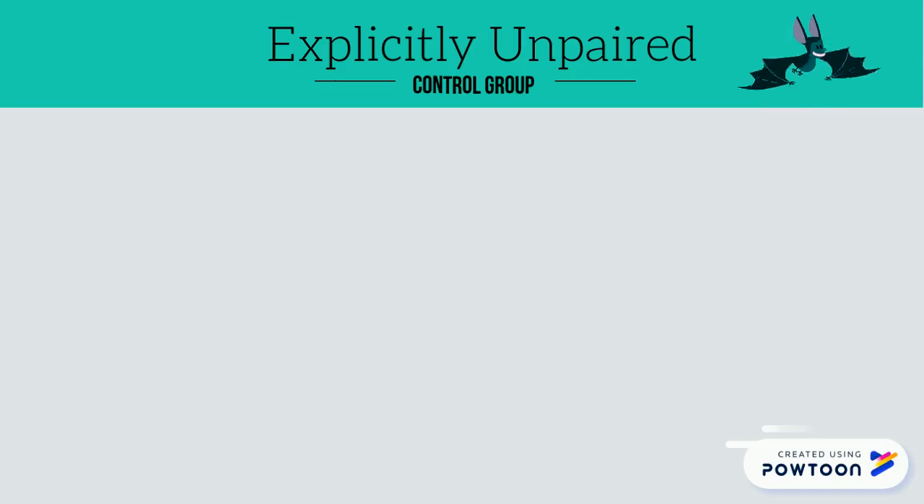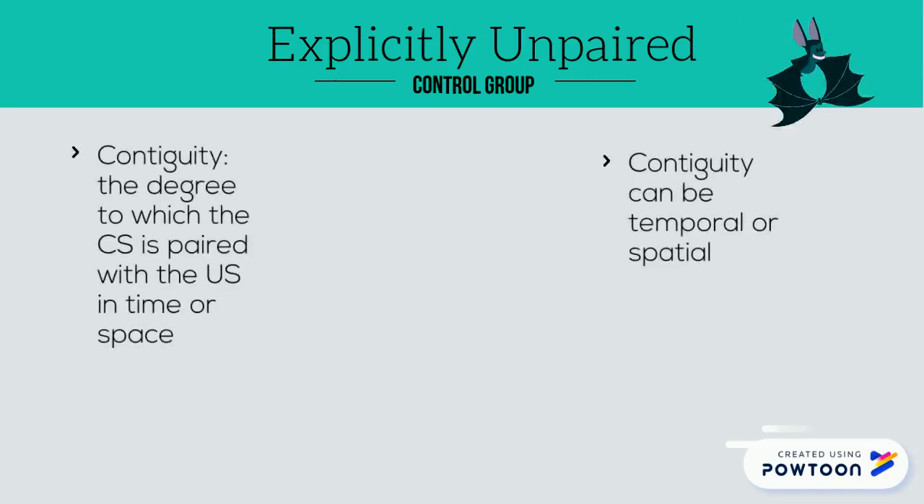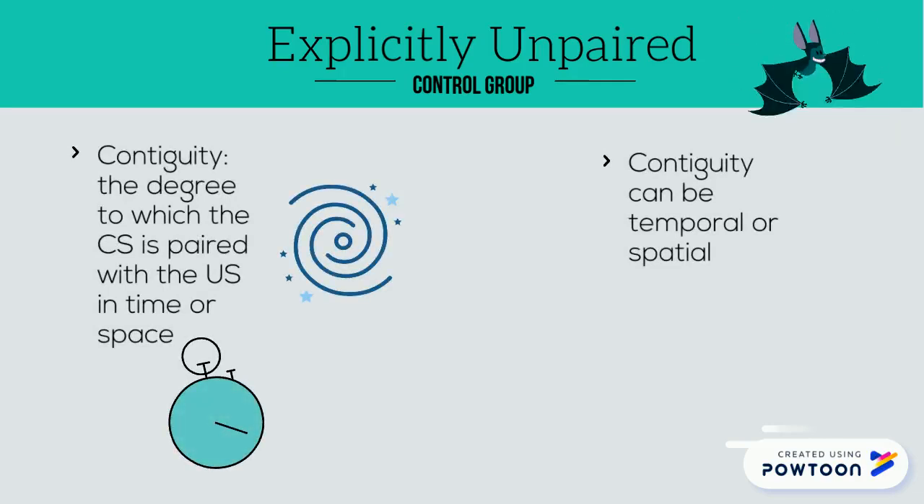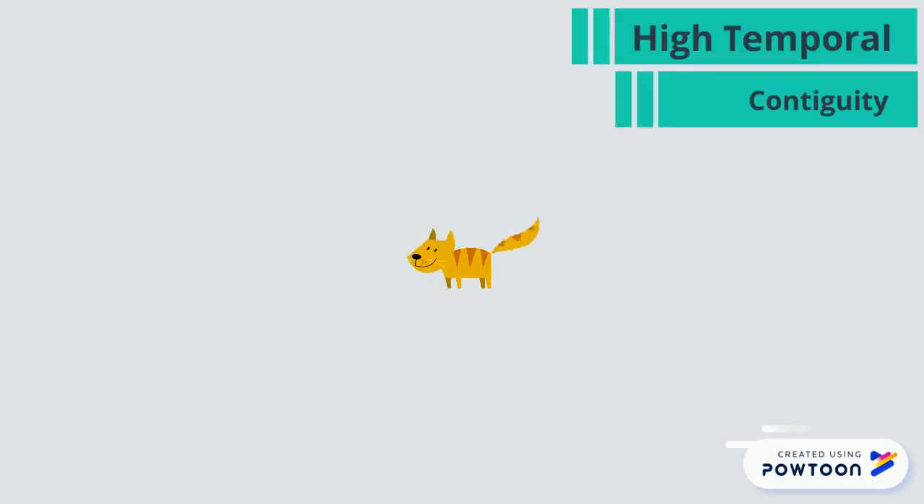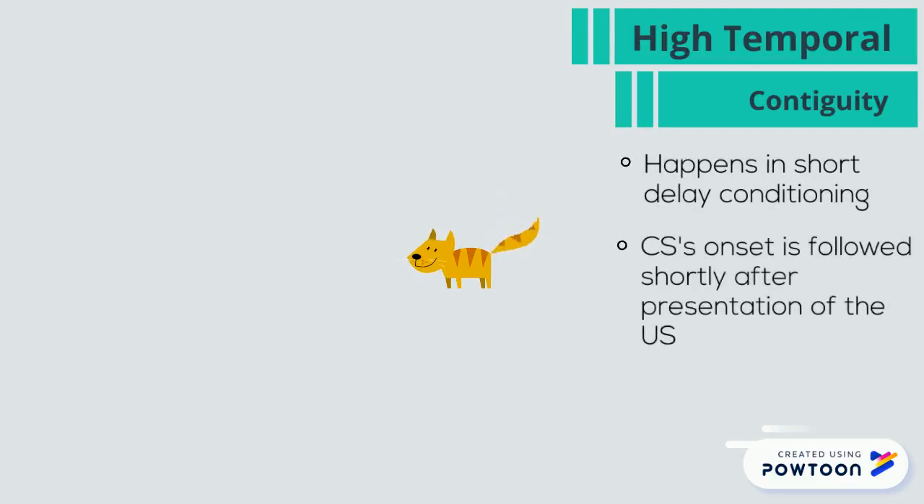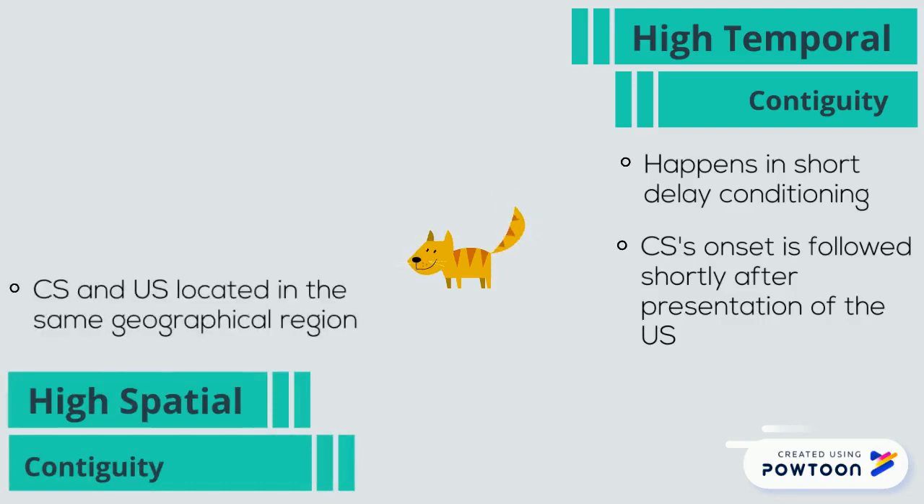Second, the explicitly unpaired control, which measures contiguity. Contiguity refers to the degree to which the CS is paired with the US in time or space. Contiguity can be temporal or spatial. High temporal contiguity happens in short delay conditioning, where the CS's onset is followed shortly after by presentation of the US. High spatial contiguity refers to the CS and US being located in the same geographical region.